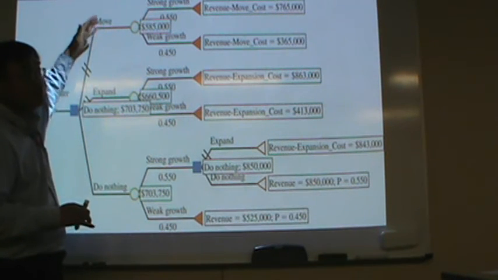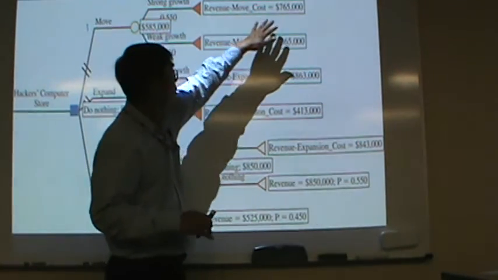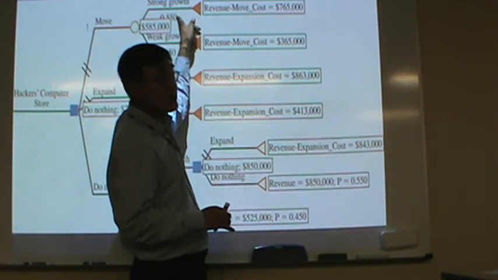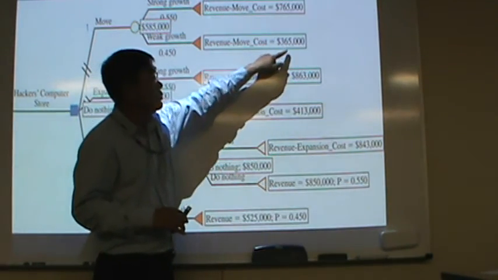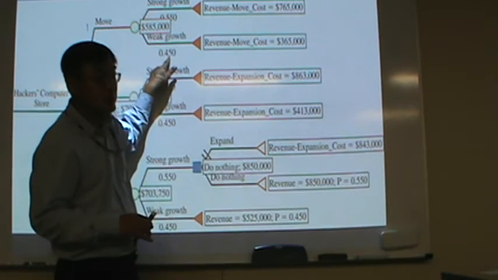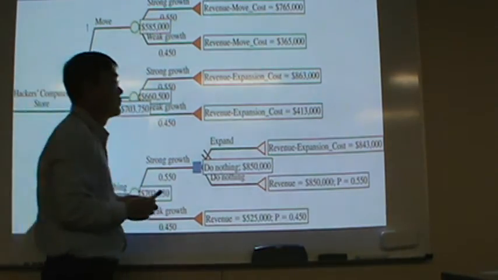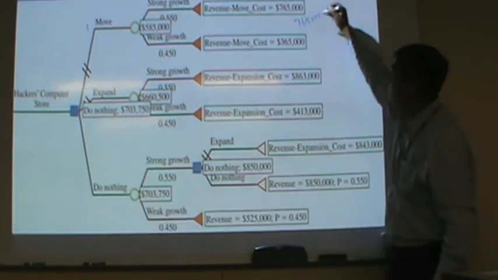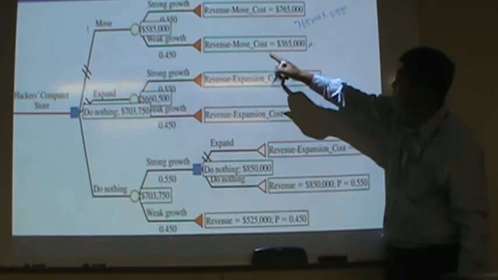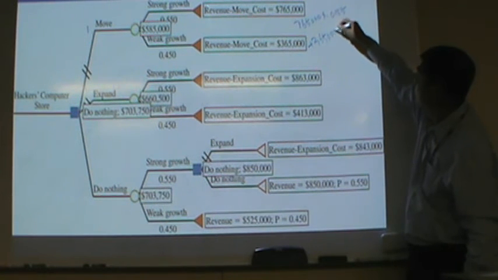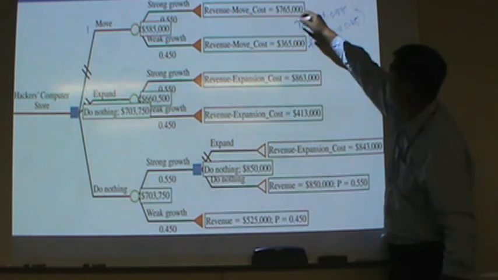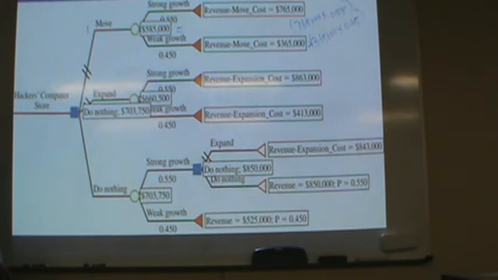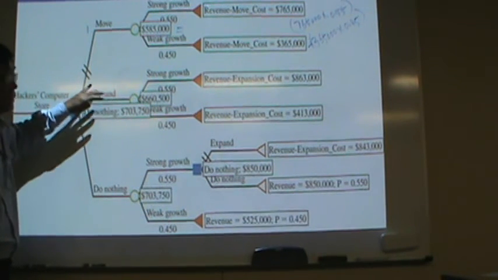First option, move to a new location. The value is $765,000 with a 55% chance. Weak growth, $365,000 with a 45% chance. So the expected value point, the circle, is $765,000 times the chance, 0.55, plus $365,000 times 0.45, equals $585,000 expected value.